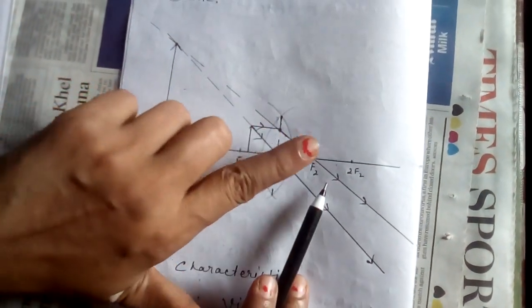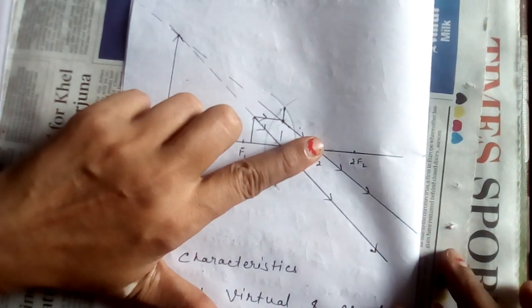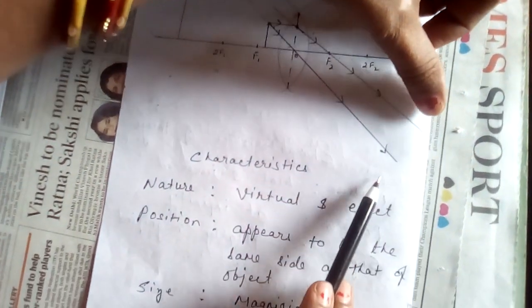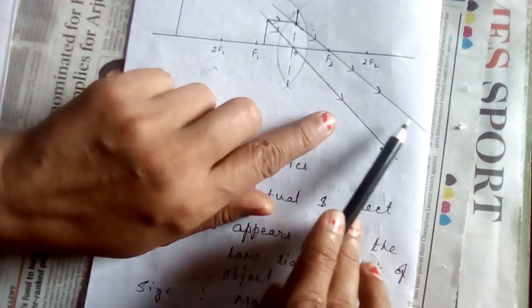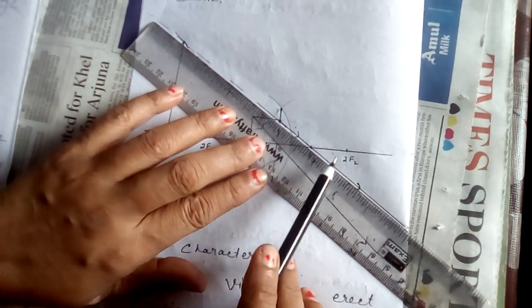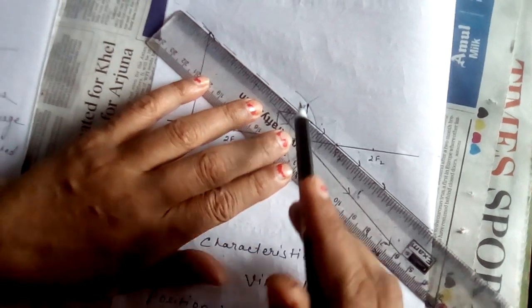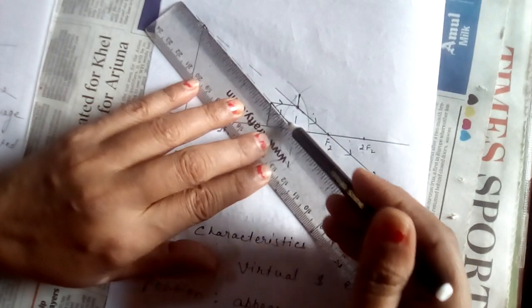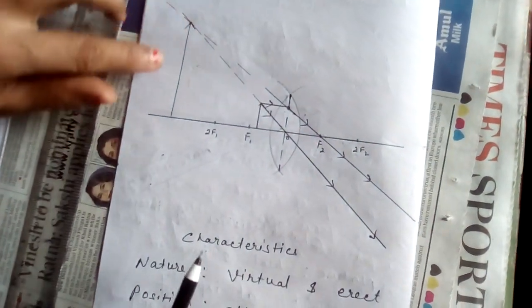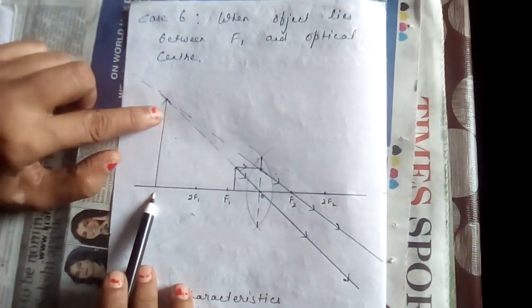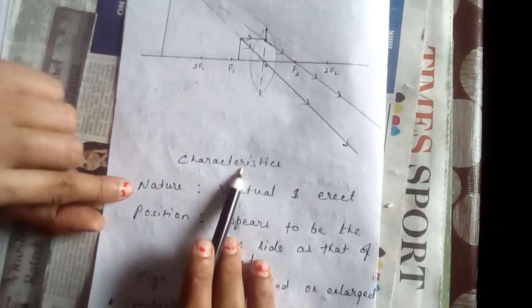Now here it will not meet directly, because you see both the rays' distances are increasing. So here it appears to meet. How will you show this? Extend one of the refracted rays in a straight line and then the other refracted ray in a straight line, and you see both the lines are meeting at one point. This is the image formation. It is the image. So what are the characteristics?